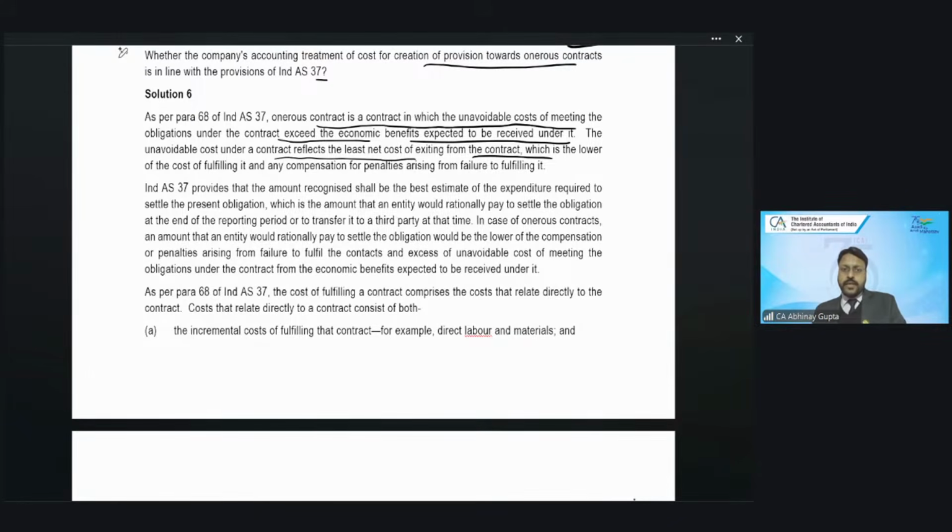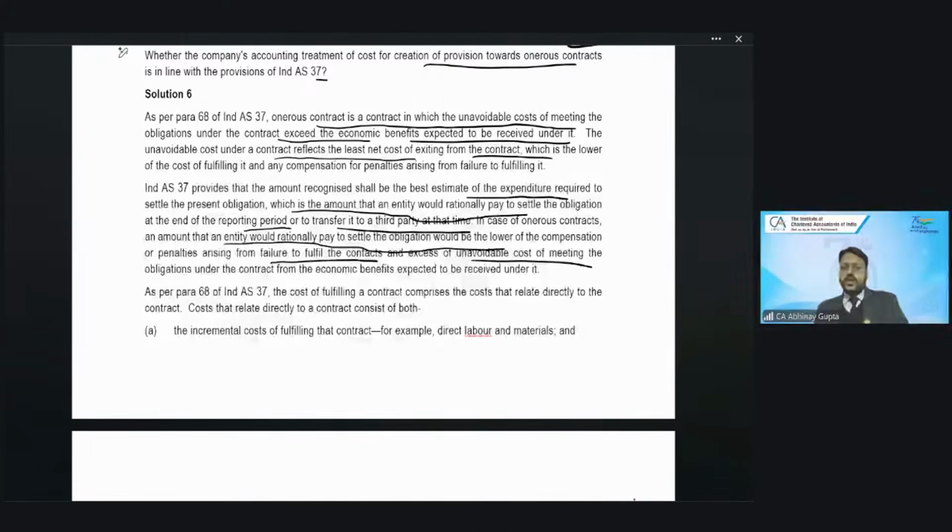Ind AS 37 provides that the amount recognized shall be the best estimate of the expenditure required to settle the obligation, which is the amount that an entity would rationally pay to settle the obligation at the end of the reporting period or to transfer it to any third party. In the case of the onerous contract, an amount that an entity would rationally pay to settle the obligation would be the lower of the compensation or the penalties arising from the failure to fulfill the contract or the excess or unavoidable cost of meeting the contract, right?